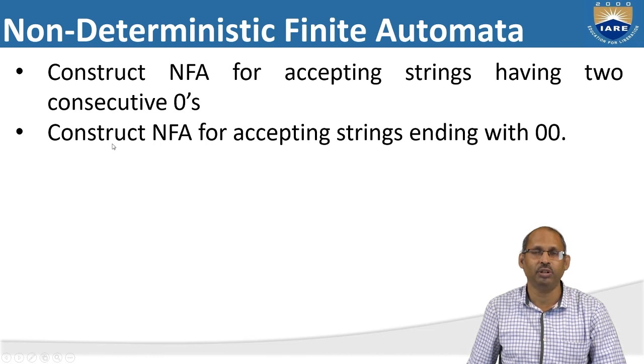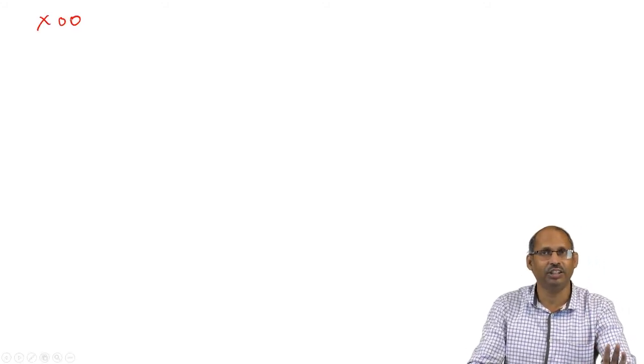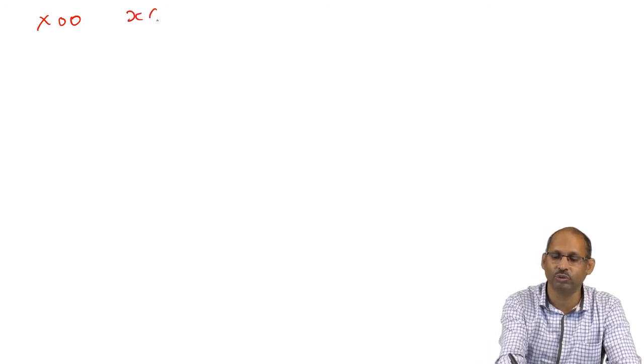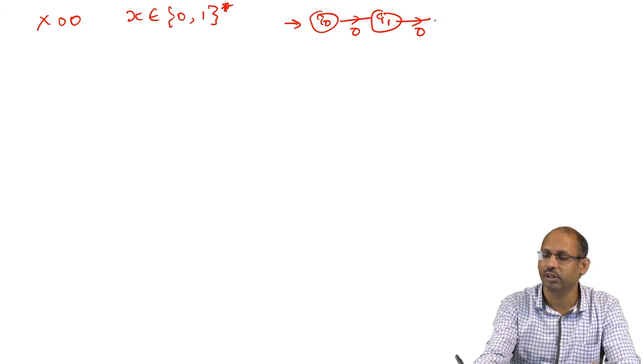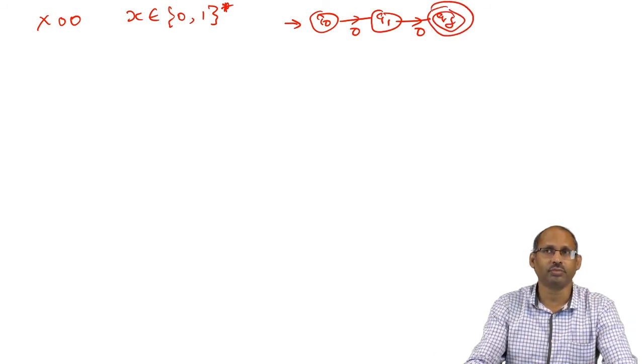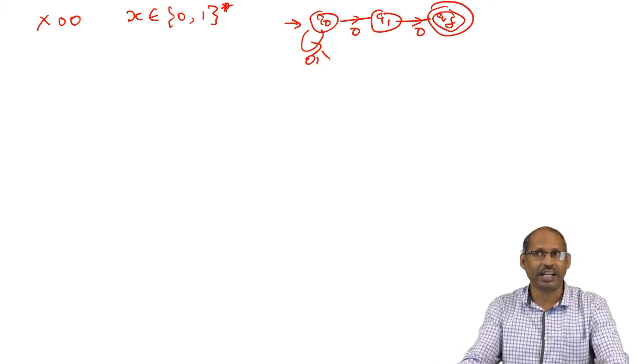Now, what is the second example? Constructing an NFA for accepting strings ending with 00. Now we'll check. What is the problem? Strings of the form X00, ending with two zeros, where X belongs to the closure of {0,1}. Here we write Q0 as the initial state, then Q0 on 0 goes to Q1, and Q1 on 0 goes to Qf. Right? Now, what is X? A sequence of zeros and ones, simply. We have represented our condition.